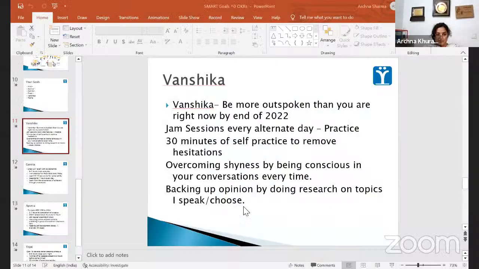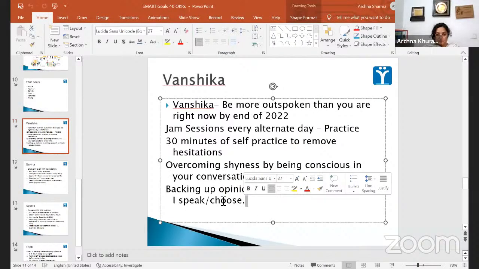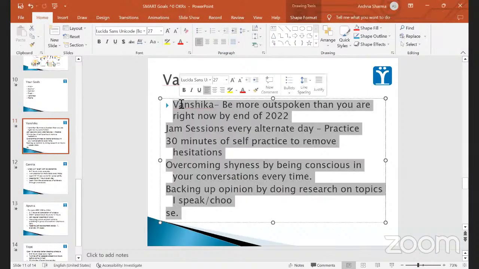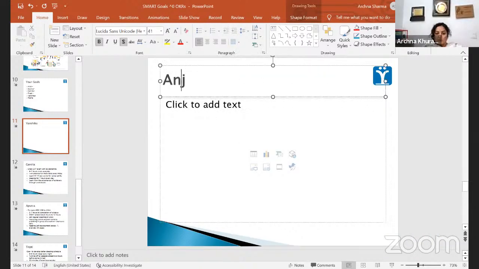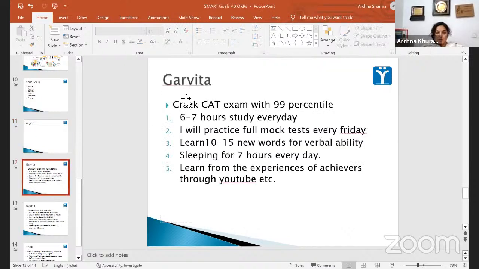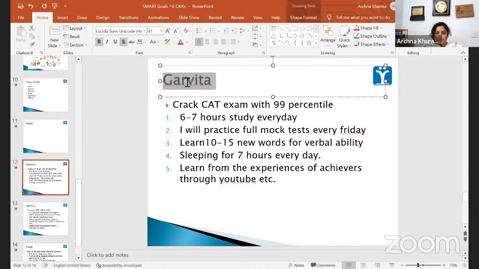You can see the screen, right? Yes, ma'am. Yes, ma'am. So we'll Vanchika here, we will write Anjali here. Write Sakshi.